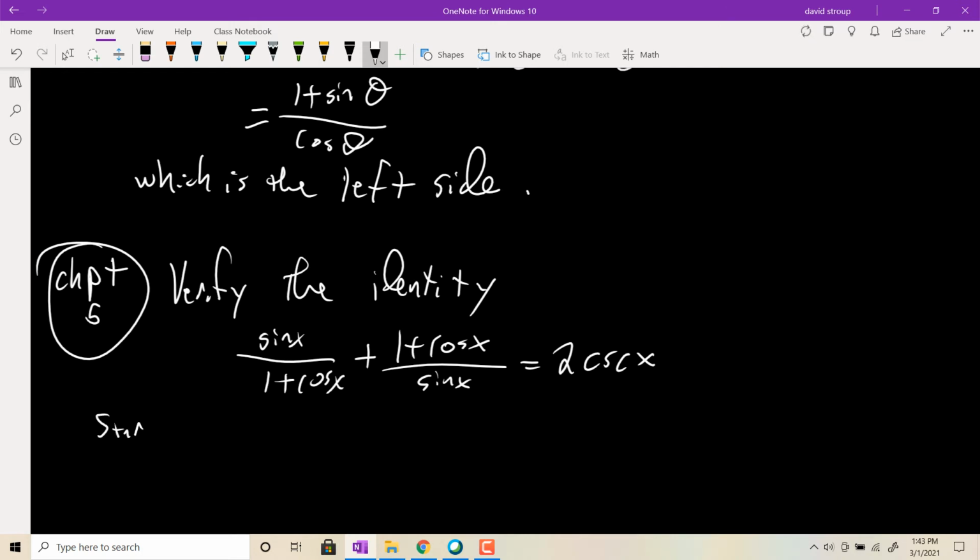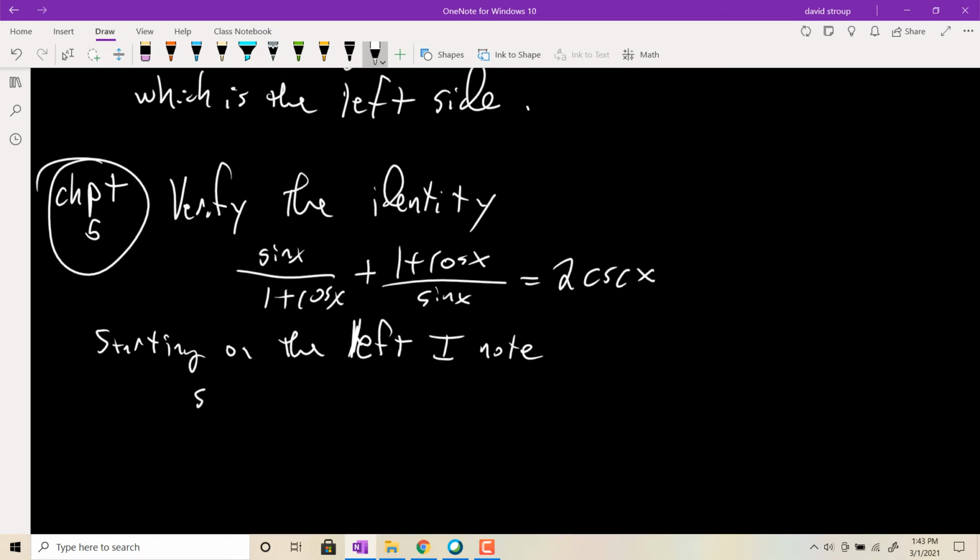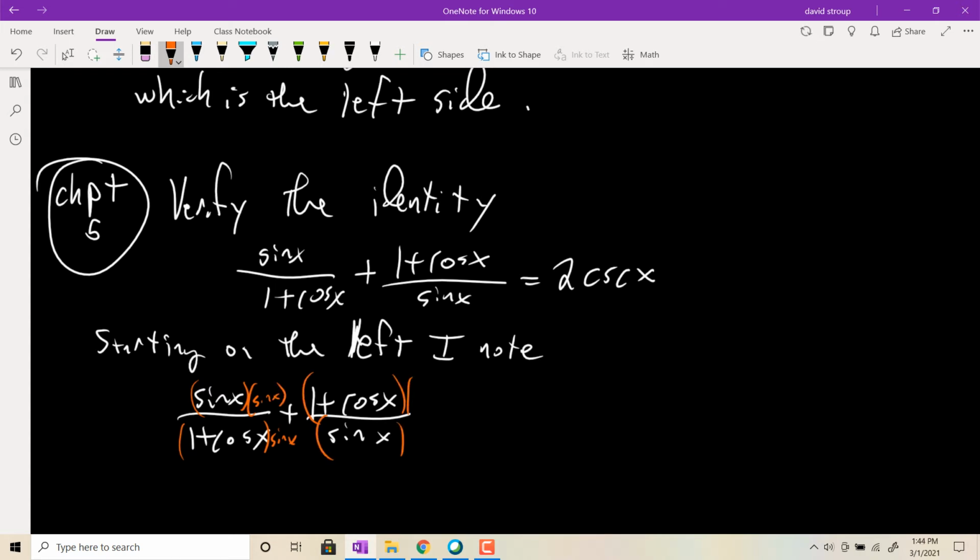Starting on the left, not the right. So starting on the left, I note sine x all over 1 plus cosine x plus 1 plus cosine x all over sine x. First I'm going to find a common denominator. On the first fraction, I need to multiply top and bottom by sine x, and on the second fraction, I need to multiply top and bottom by 1 plus cosine x.